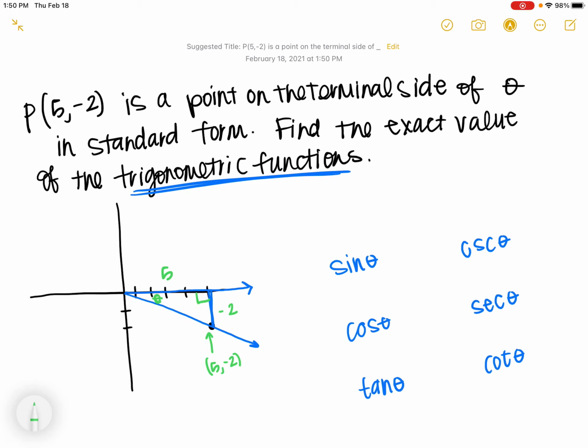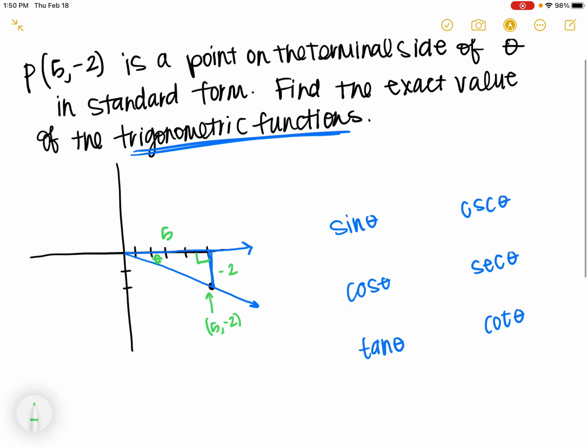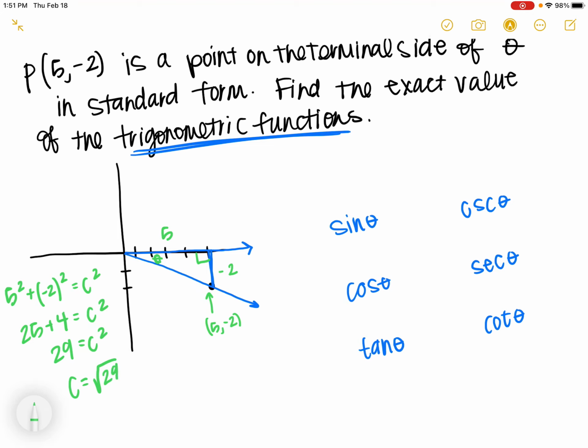And I could just find what the hypotenuse here is because I created a right triangle. I can just use the Pythagorean theorem. So this is going to be 5 squared plus (-2) squared equals c squared. So that's 25 plus 4 equals c squared. So 29 equals c squared, which means c equals the square root of 29. And we're just going to say the hypotenuse is always positive.